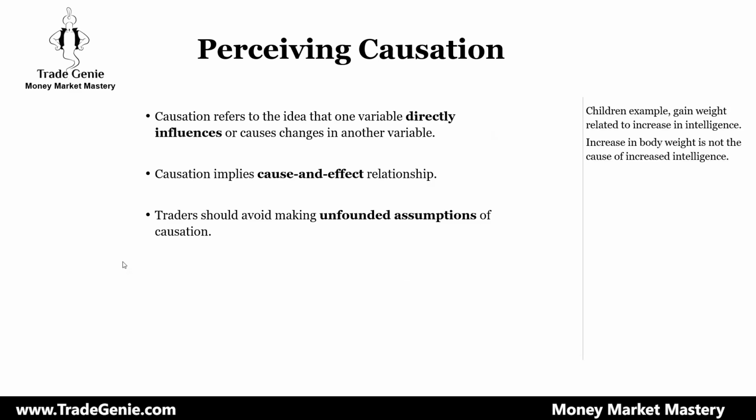Now, perceiving causation. There is a difference between correlation and causation. Causation refers to the idea that one variable directly influences or causes changes in another variable. So there is a cause and effect. I think like this: crude going down, okay, the crude stocks are going down. So that is also a causation. Causation implies a cause and effect relationship. Traders should avoid making unfounded assumptions about causation. So if the crude oil stocks are going down, and I assume that the crude in general is going down, I may be making the wrong assumption.